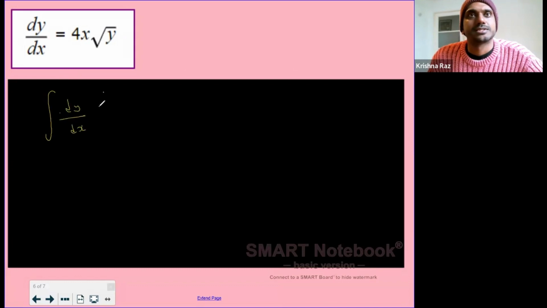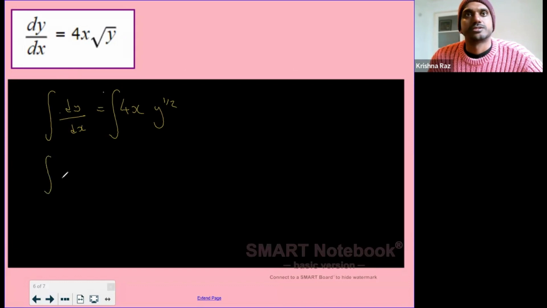So dy by dx equals 4x times y to the power of a half. Therefore, the integral of y to the minus a half dy equals the integral of 4x dx. So this will go minus a half plus 1 is a half. And dividing by the half is the same as timesing by 2. So 2y to the half equals 4x squared over 2, which is the same as 2x squared, plus c.